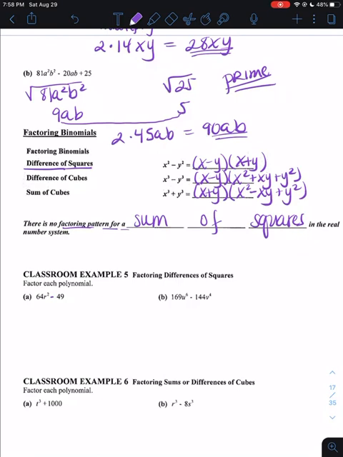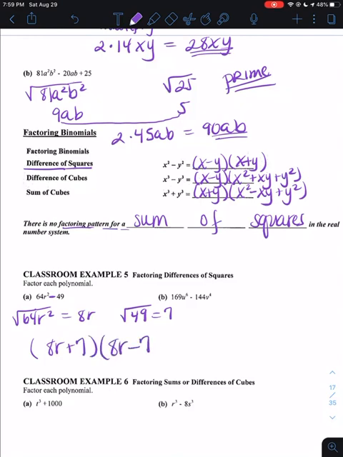I see two terms. I want to make sure that they're perfect. So when I take the square root of 64r squared, I get 8r. And then when I take the square root of 49, I get 7. So the way that this factors, because I have two perfect squares and I'm taking the difference between the two, is you take the 8r plus 7, and then you put another parentheses with 8r minus 7. That's just how it factors, without having to go through any type of slide and divide.